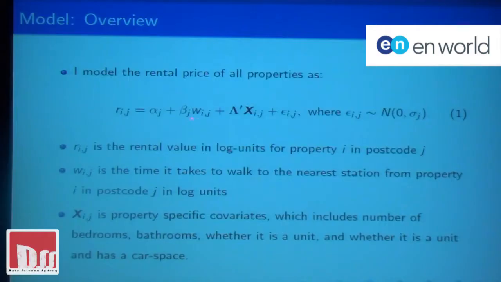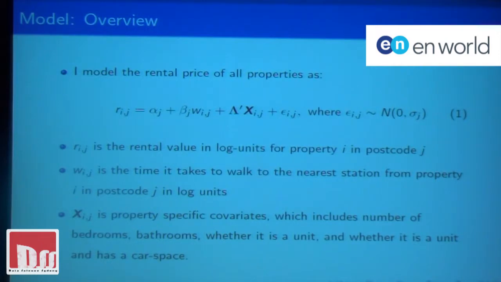So essentially having the time to walk to the nearest train station in log units and the rental value in log units just kind of captures that non-linear relationship. The other thing is, this becomes an elasticity. So we know for a 100% increase in the time it takes to walk to a train station, we get the percentage change in the rental value. The other key benefit to having things in log units is that it makes specifying these hyperparameters, the prior distributions of these hyperparameters, easier. Because these are elasticities, they shouldn't be too different across the different postcodes. Okay.